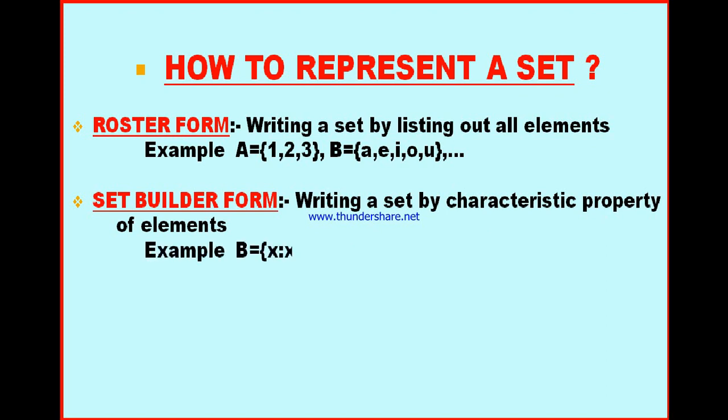Look at this example. In the first case, in roster form, you wrote B is equal to the set {a, e, i, o, u}. We listed all the elements that belong to B. Therefore, it is list form or roster form. But in this case, you wrote B is equal to {x such that x is a vowel in the English alphabet}. In the English alphabet, what are the vowels? A, e, i, o, u are vowels.